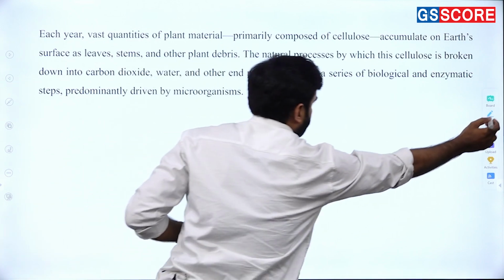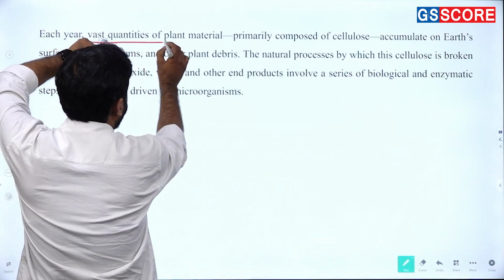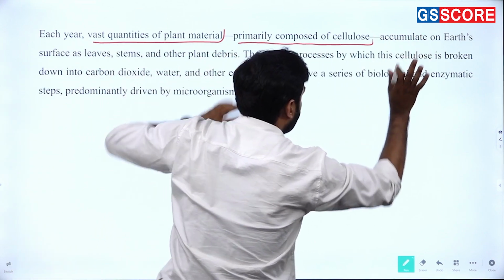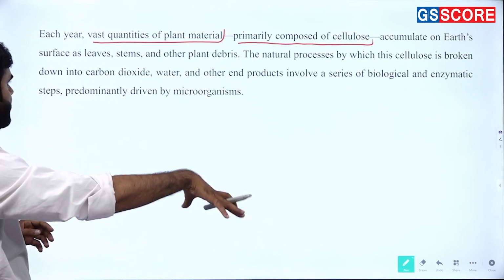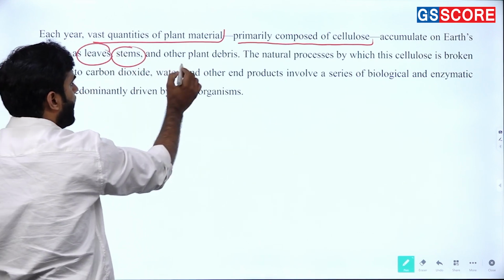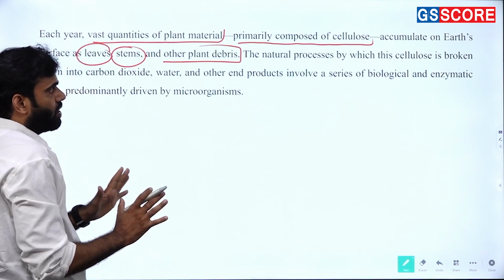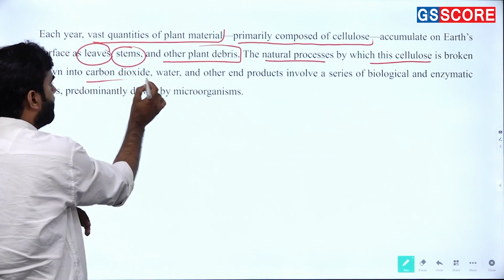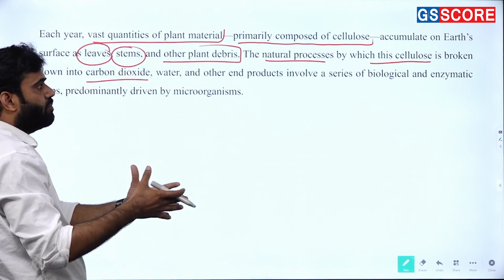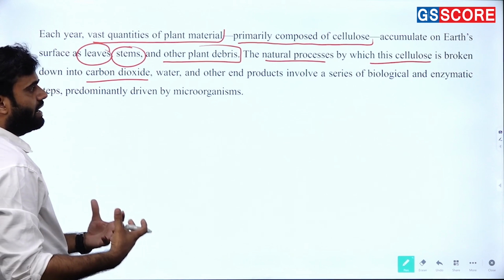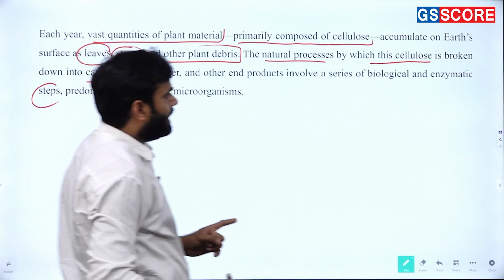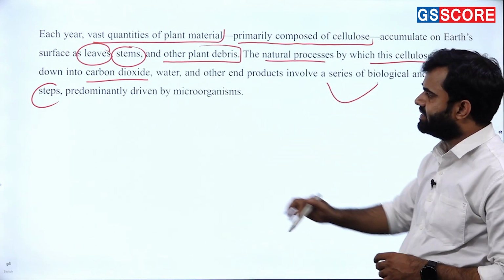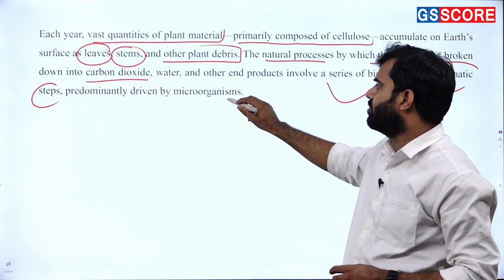Each year a vast quantity of plant material, as in the question, primarily composed of cellulose, there is no doubt, accumulates on the earth's surface as leaves, stems and other plant debris. Now what happens? The natural process by which cellulose is broken down into carbon dioxide, water and other end products involves a series of biological and enzymatic steps. So basically this is the biological series, and now you have to mention the enzymatic steps predominantly driven by microorganisms.